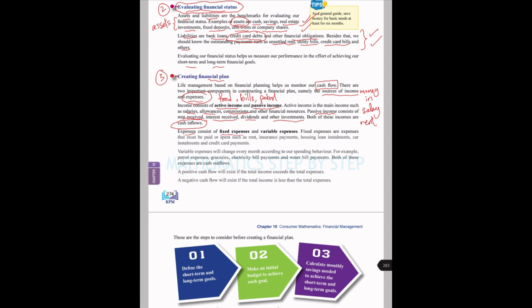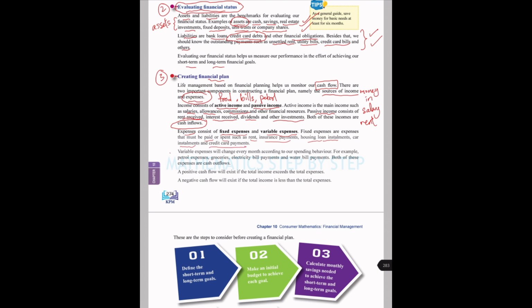Whereas expenses consist of fixed expenses and variable expenses. Okay, fixed expenses are expenses that must be paid or spent, such as rent, insurance payment, housing loan. Okay, all these are the fixed expenses of us. Okay, every month we have to pay. Let's say for the insurance for our medical card, every month we'll have to pay for it. This is the fixed expenses. Housing loan installments, car installments, credit card payments.